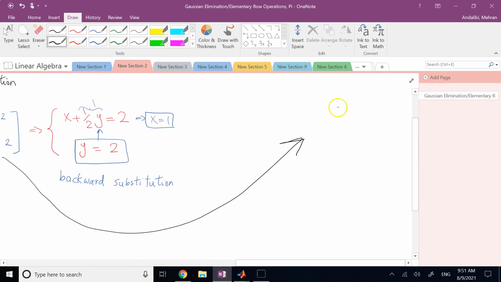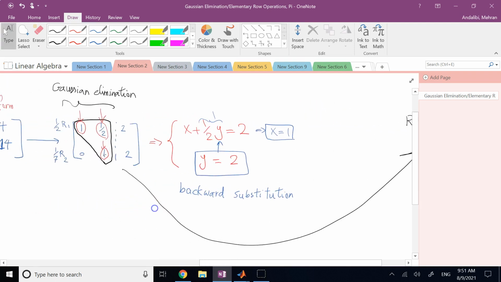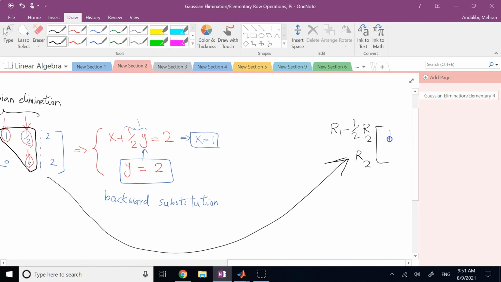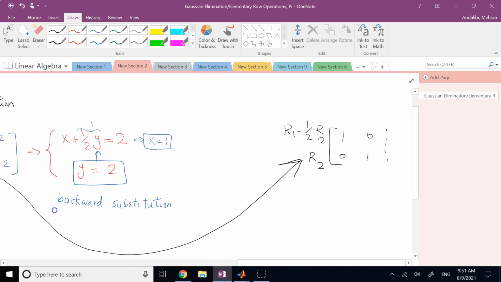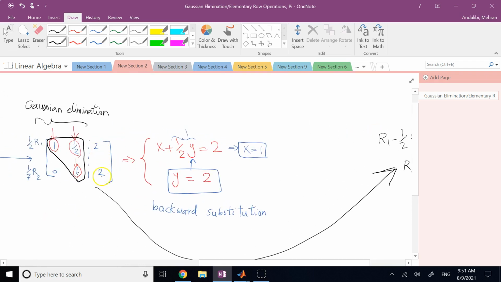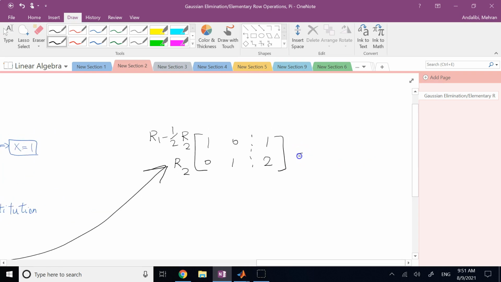So now what I do is I keep the second row, but for the first row I do R1 minus 1/2 R2. And so 0 and 1, it's going to stay at 0 and 1, but that is going to be 1 and 0. And then here, it's going to be 2, and negative 1/2 of that minus that is going to be 1. Right? And clearly this means your x is equal to 1 and y is equal to 2.